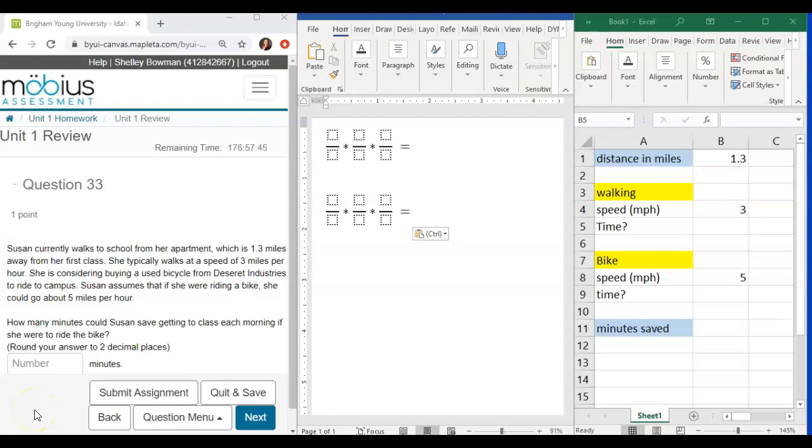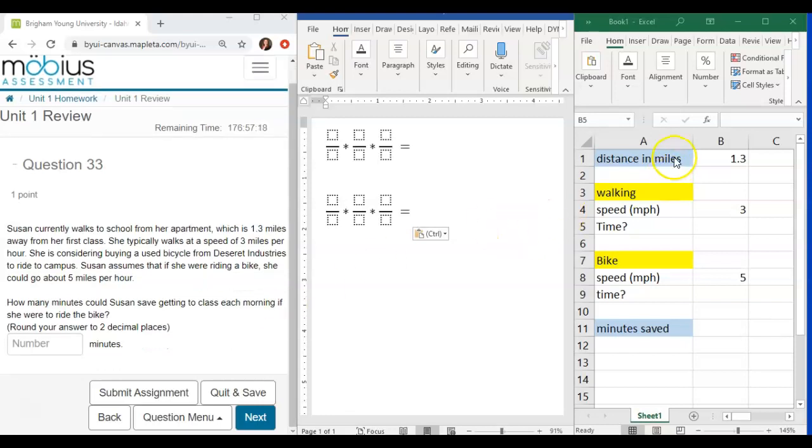Unit 1 review question number 33. Susan currently walks to school from her apartment, which is 1.3 miles away from her first class. She typically walks at a speed of 3 miles per hour. She is considering buying a used bicycle from Deseret Industries to ride to campus. Susan assumes that if she were riding a bike, she could go about 5 miles per hour. How many minutes could Susan save getting to class each morning if she were to ride a bike?